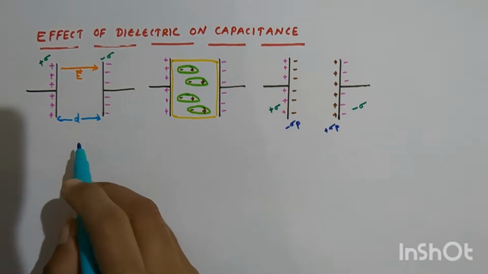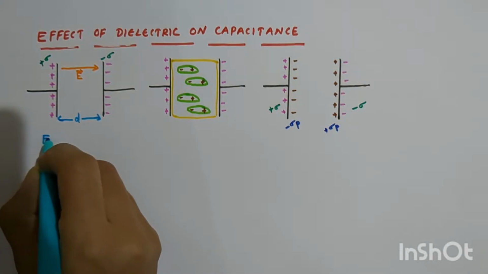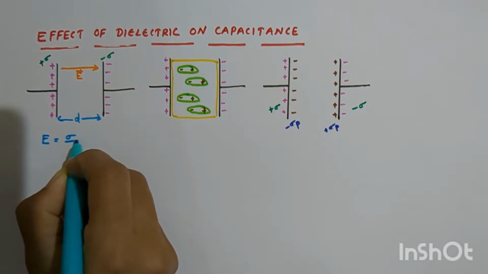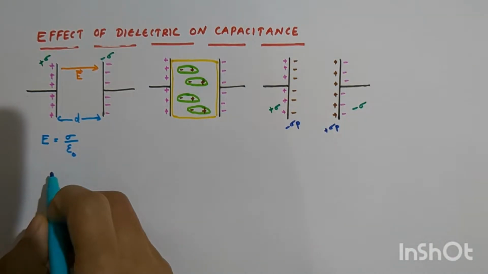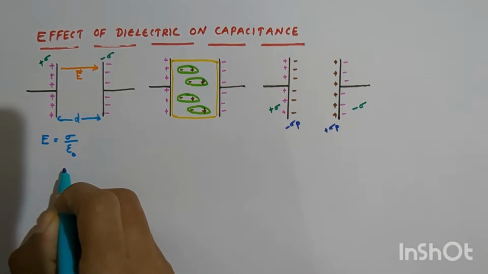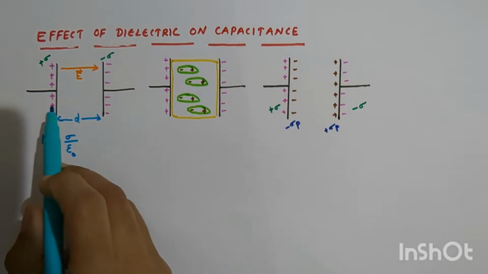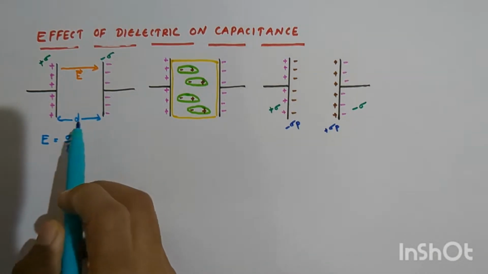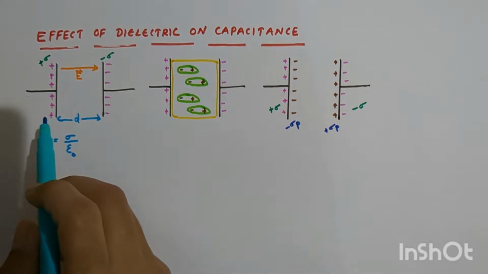In that case, we have the expression for the electric field in between the two plates of the capacitor as E is equal to sigma by epsilon 0, where epsilon 0 is the permittivity in vacuum or free space. So E is the electric field present in between the two plates of the capacitor. Sigma is the surface charge density, that is, charge per unit area.